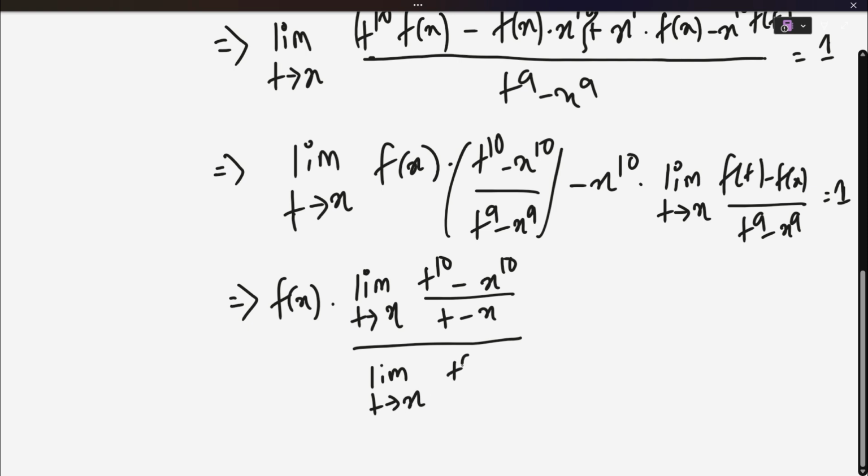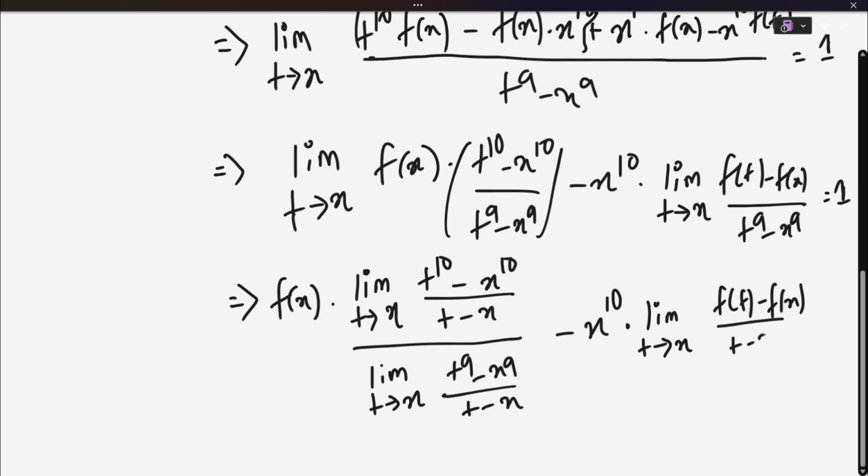Okay, so when we divide up and down by t minus x, we can simply write this as the quotient of two different limits like this by t minus x and then minus x to the power 10. And similarly here we divide up and down by t minus x. We get f of t minus f of x divided by t minus x. And in the denominator we get limit t tends to x of t to the power 9 minus x to the power 9 by t minus x, right? And equals to 1.